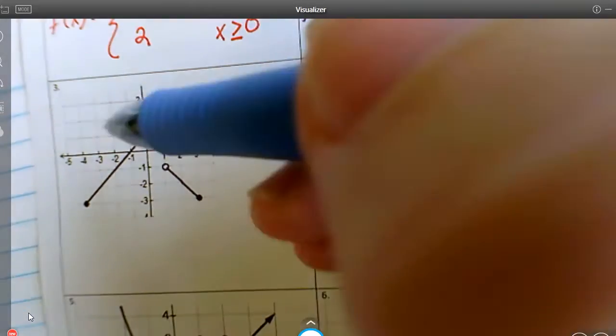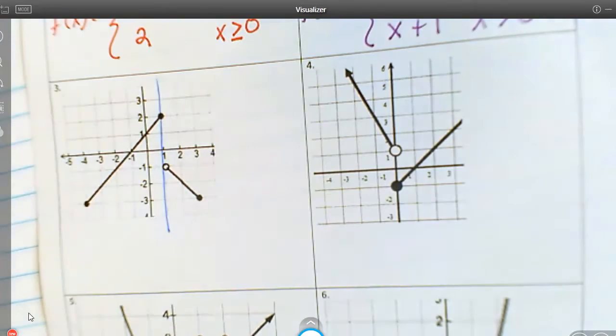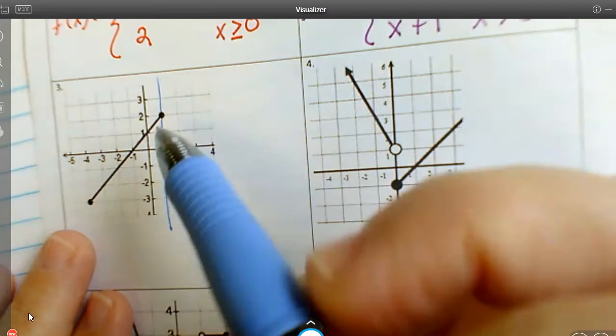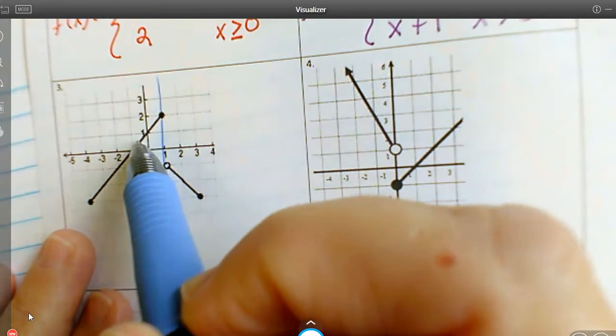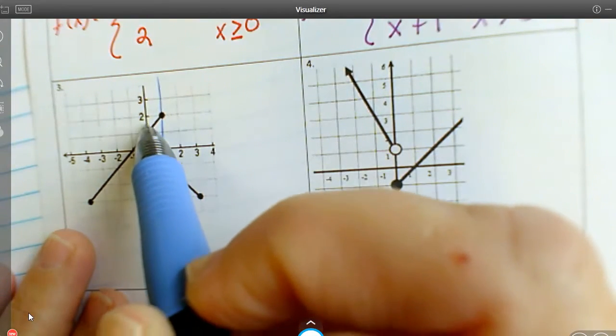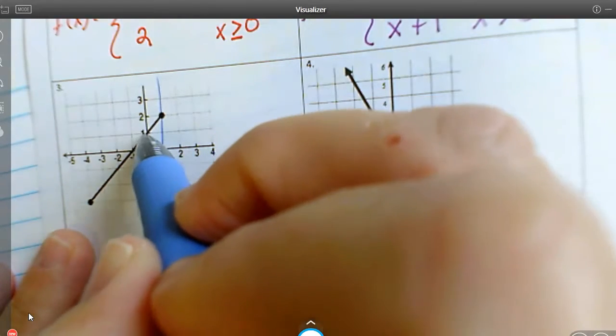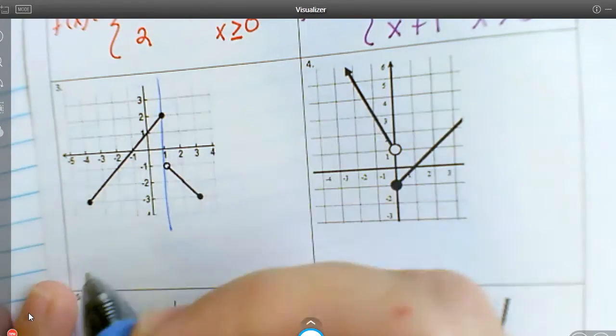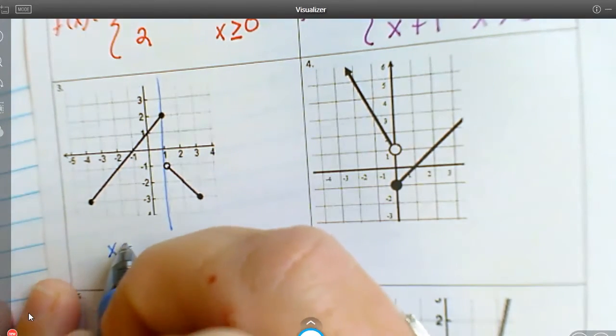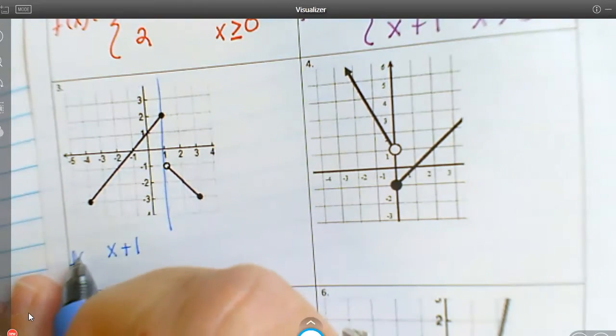Alright, so on 3, the place it changes is at 1. So that means 1 is going to be like the less than or the greater than at the end. Okay, let's look at this graph. So for the slope, it's up 1 and over 1. Okay, so still 1x, and then the y-intercept's 1, so we've got 1x plus 1, or just x plus 1.